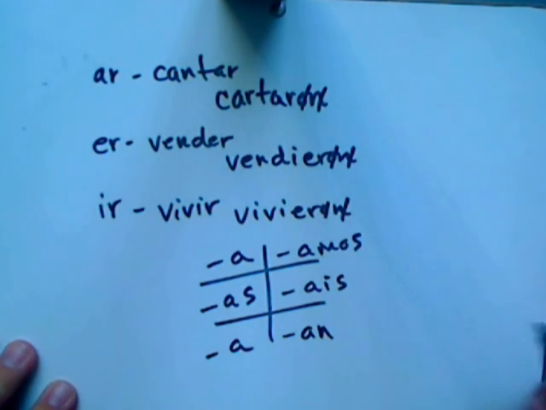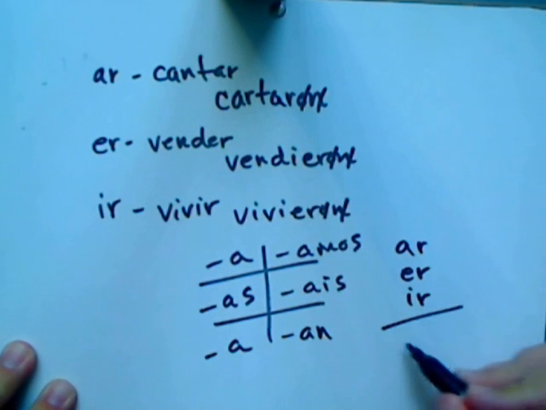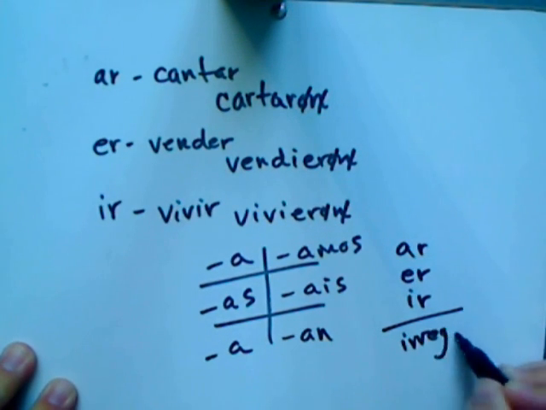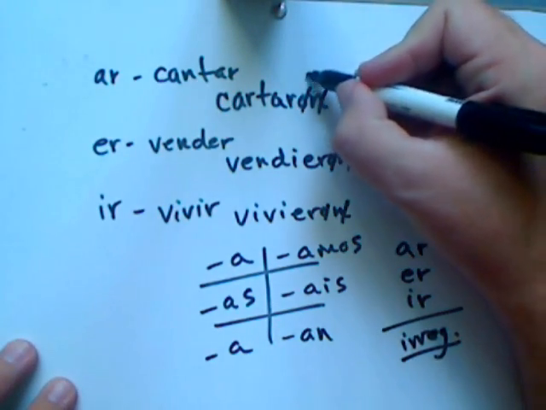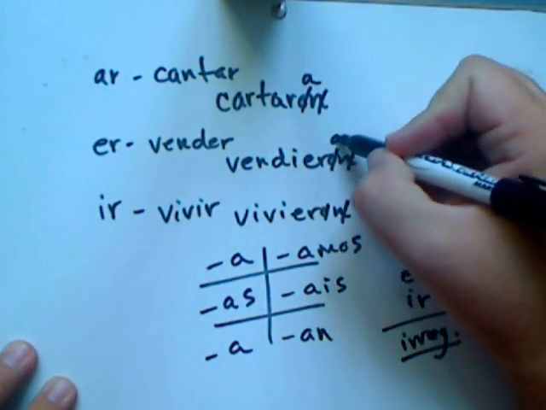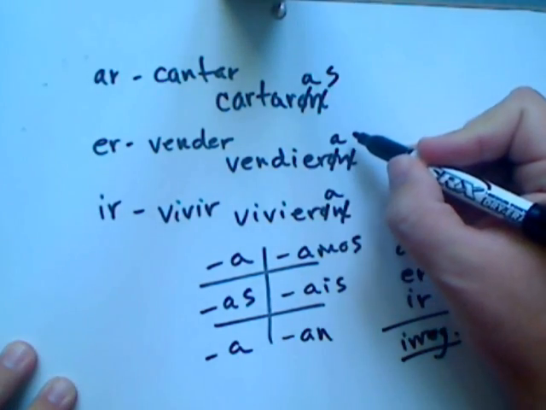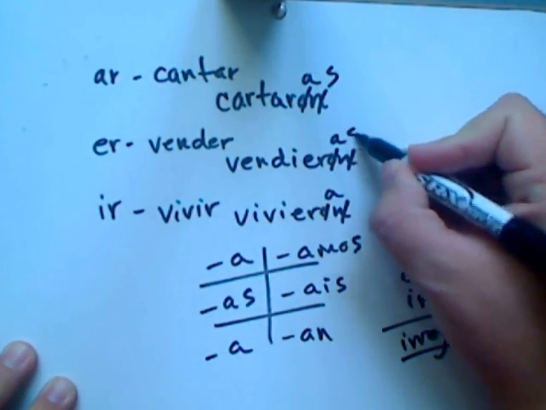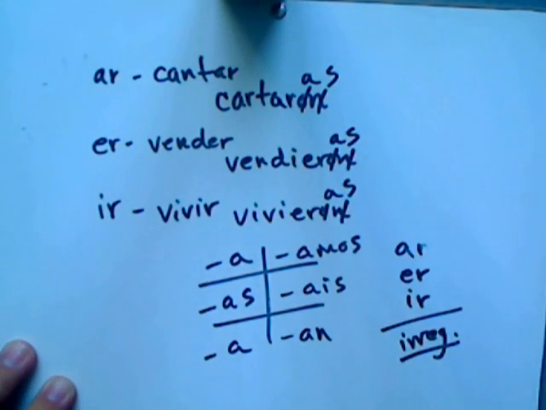And you're going to add these whether the verb is an AR, ER, or IR, or even irregular, which we'll get to a few examples of in a second. So it's going to be cantara, vendiera, viviera, or tú cantaras, vendieras, and vivieras, etc. So that's how you form the regular verbs.